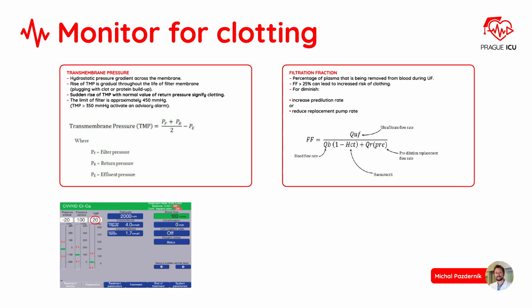Filtration fraction is the percentage of plasma that is being removed from blood during ultrafiltration. Filtration fraction above 25% can lead to increased risk of clotting. To diminish it, we can either increase pre-dilution rate or reduce replacement pump rate.